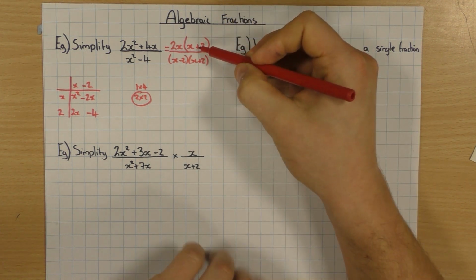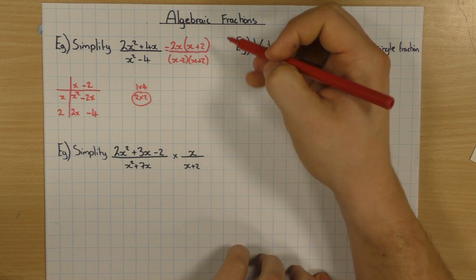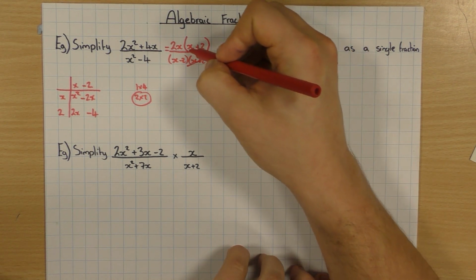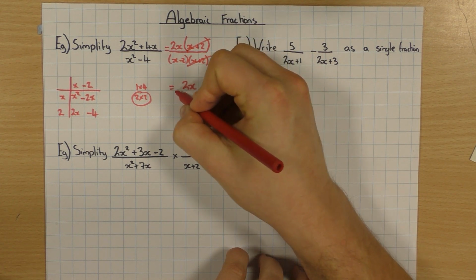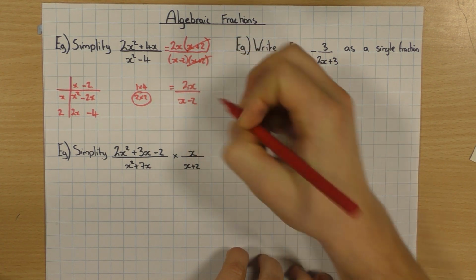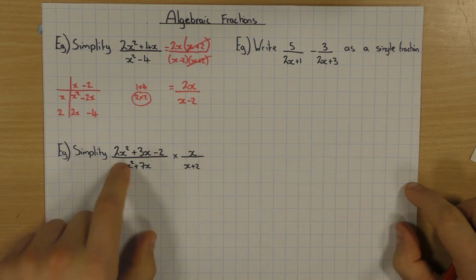And like I said, because there's one bracket x plus 2 at the top there, I'm likely to have one at the bottom, which I do. In which case, all I do is cancel those out. So my answer is 2x on top, and then x minus 2 on the bottom. Okay, let's have a look at this one then.